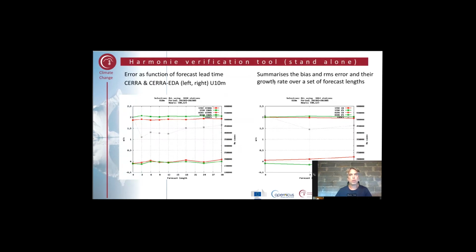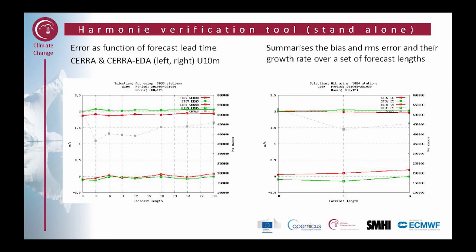So here are a couple of examples of how it might look. This shows the error as a function of the forecast lead time. The upper two lines are the standard deviation, and the lower two lines are the bias, or the systematic errors between the observation and model data. And you see that we have the CERRA in red and ERA5 for the corresponding period in green. And this is for a spring period in 2019.